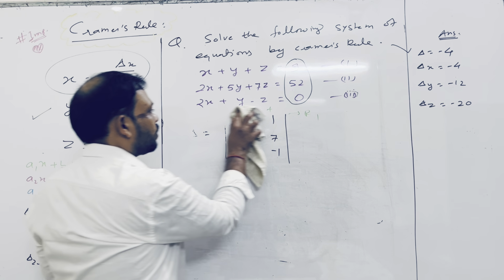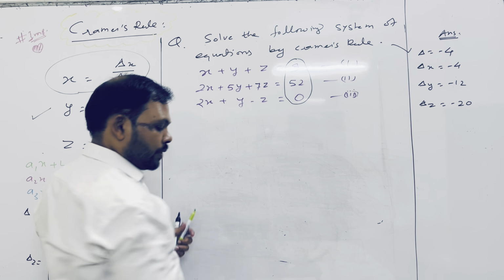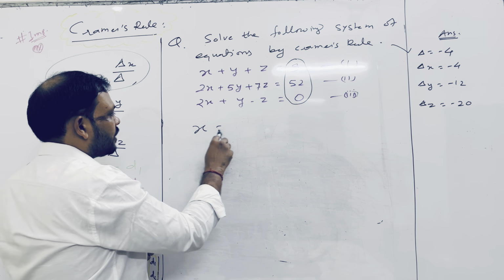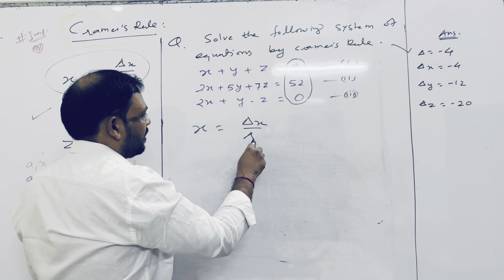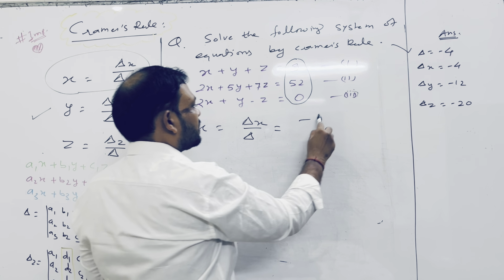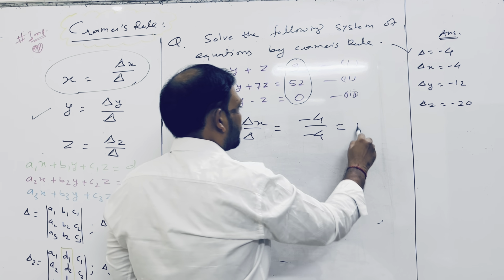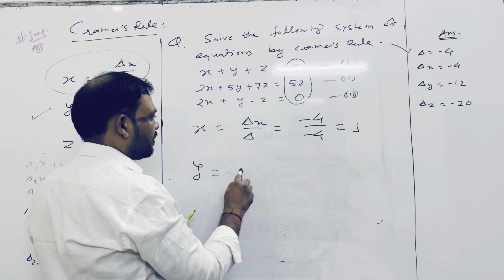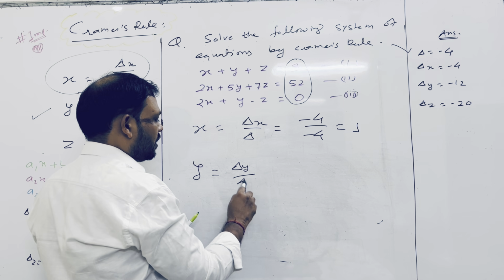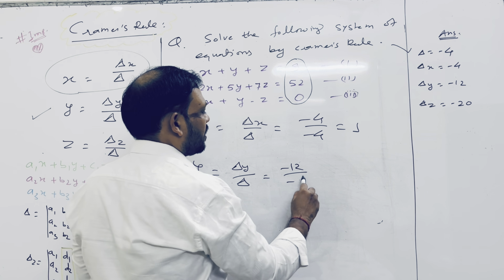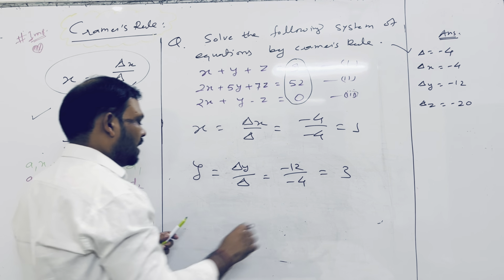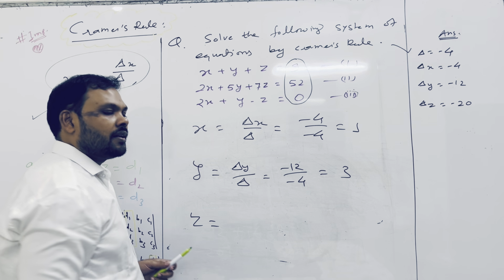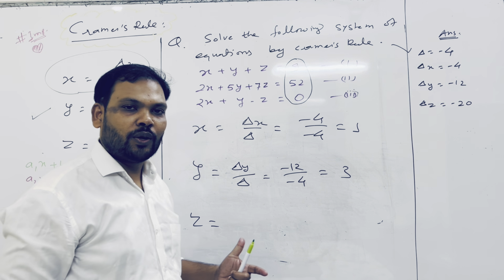And what is Cramer's rule exactly? X will be del x upon del. So what is del x here? This is minus 4 upon minus 4, which is equal to 1. So simple. Just like that, how will we find the value of y? Del y upon del, that is minus 12 upon minus 4, which is 3 here. And how will you find z? It's a task for you. Just determine the value of z.